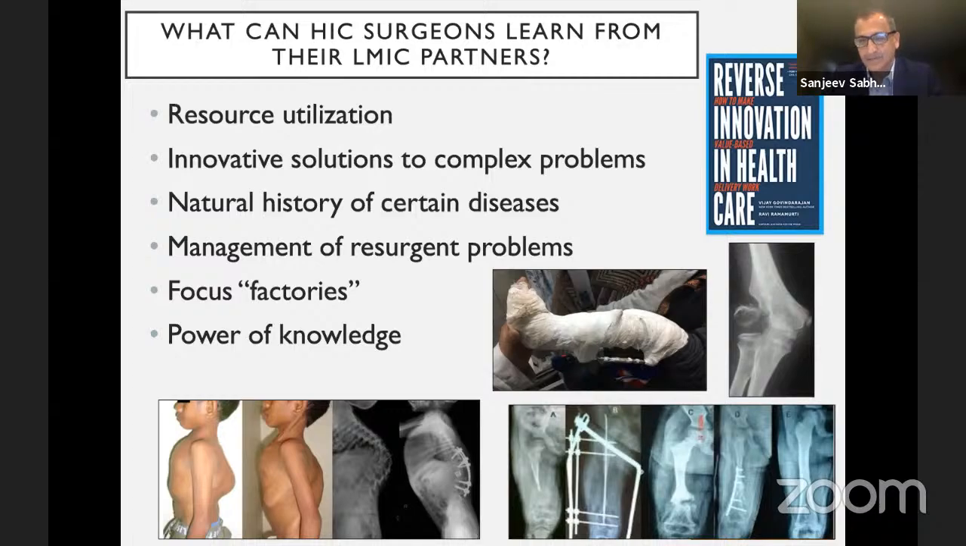And there's a lot that's being written about it, including, you could learn about resource utilization, these focus factories where, like Gamal said, there's high volume and there's a lot of clinical experience that doesn't get shared for multiple reasons. How to come up with innovative solutions to complex problems that are low cost and high yield. And of course, the power of knowledge, like Mangal talked about.